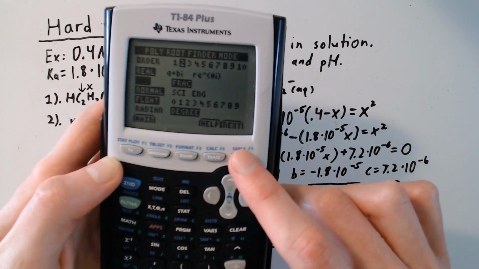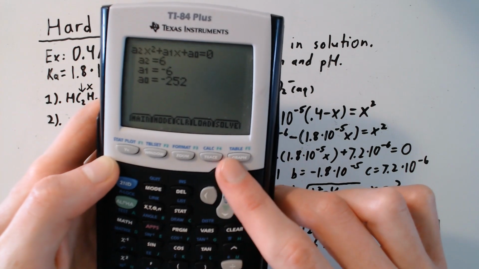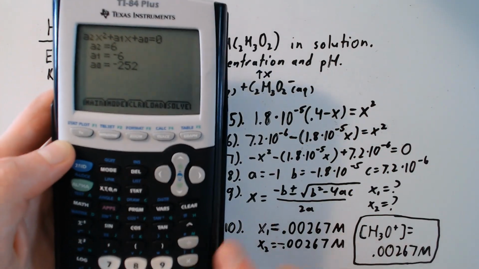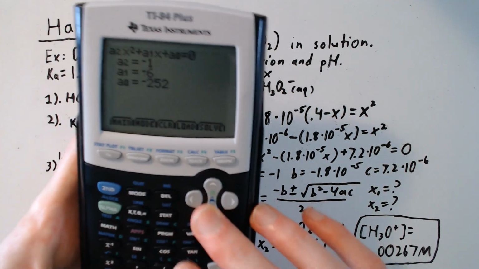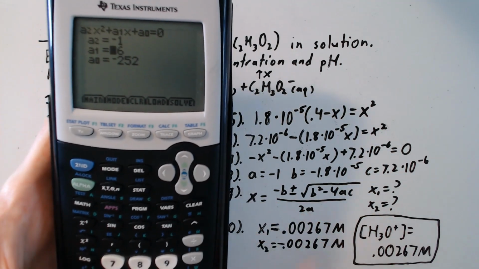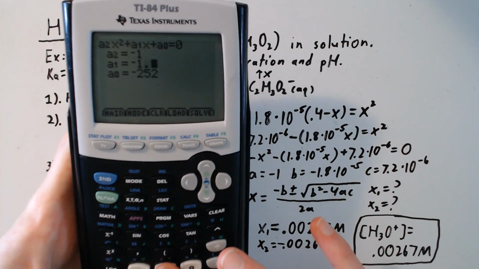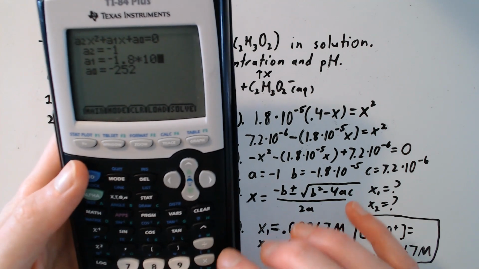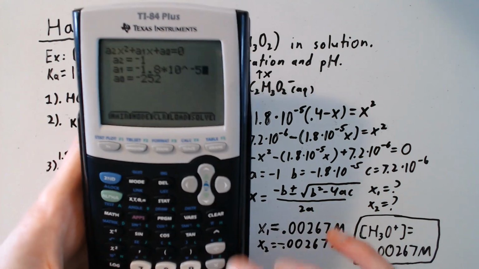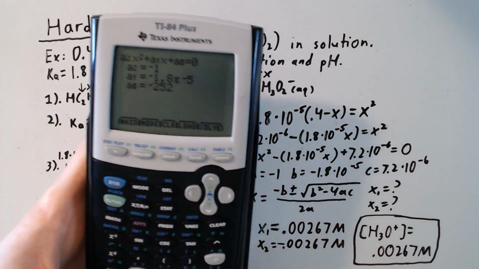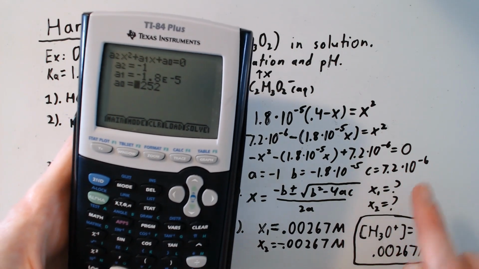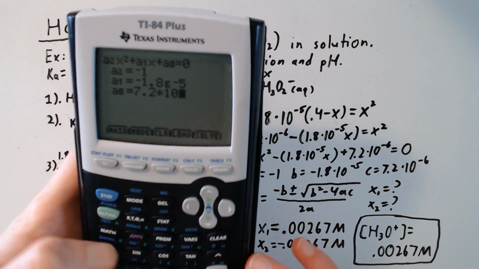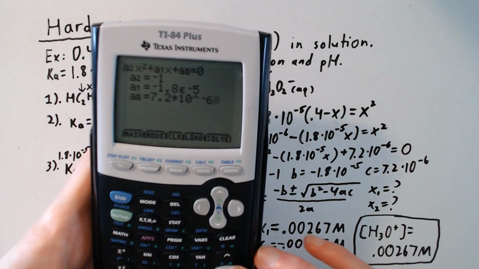And you can click this button right here to go to the next. And then you put in all of your coefficients right here. So the first one is -1. The second one is negative 1.8 times 10 to the -5. And the third one is 7.2 times 10 to the -6th.